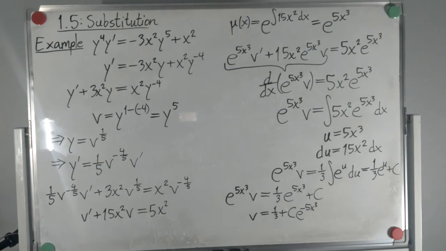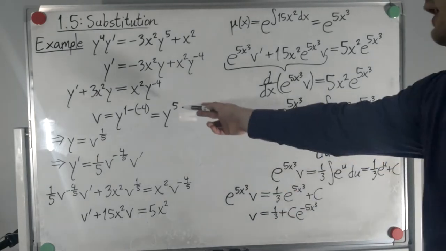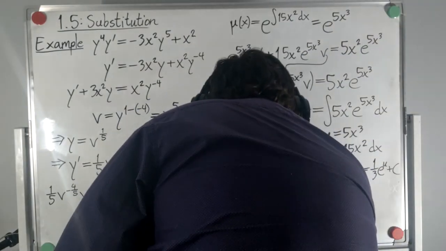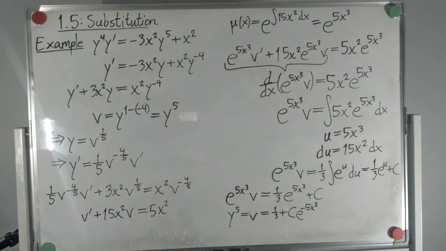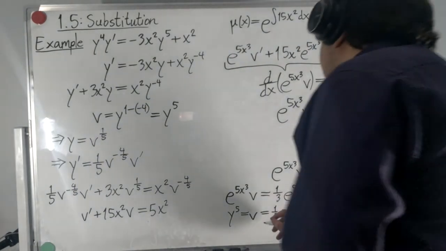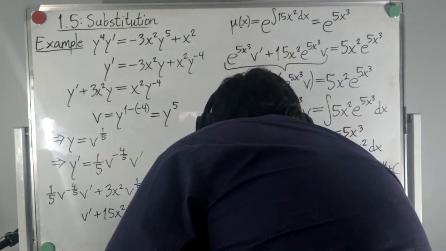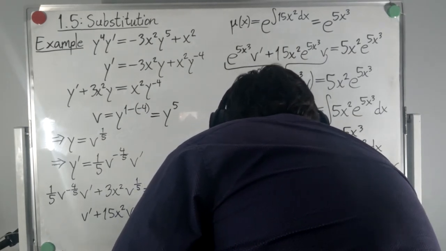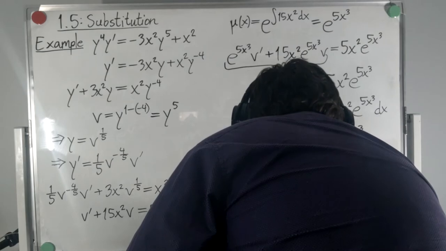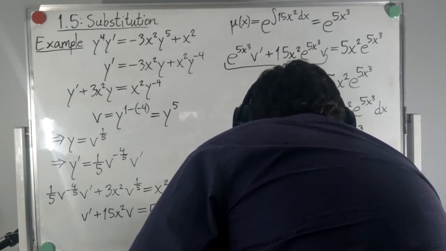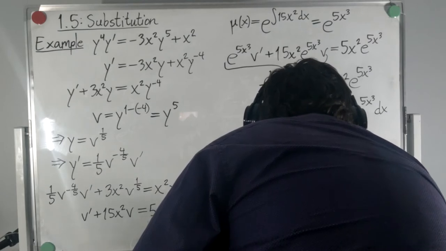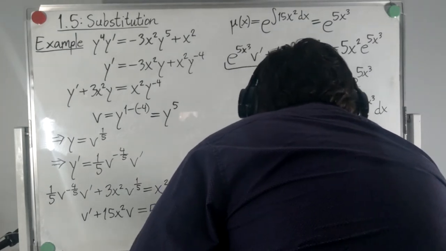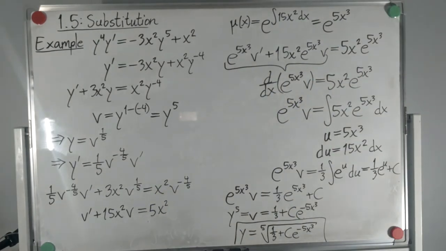And then, as before, v is a name for y to the fifth. So what we get here is that y is going to be the fifth root of 1/3 plus c e to the negative 5x cubed. And that right there is our general solution.